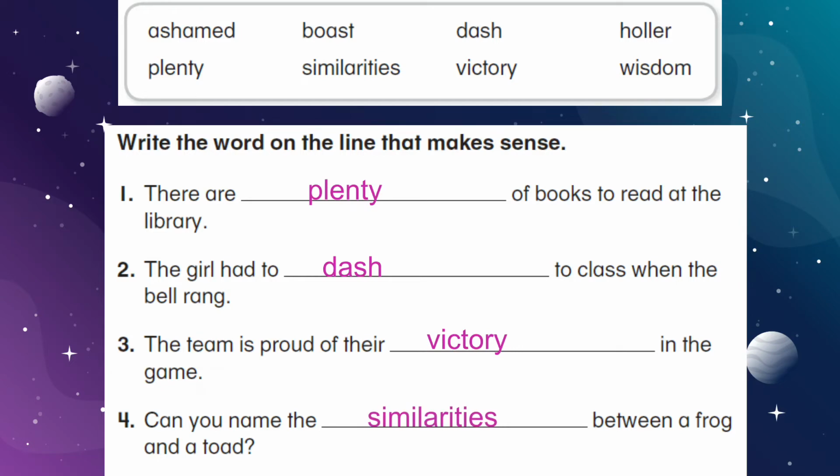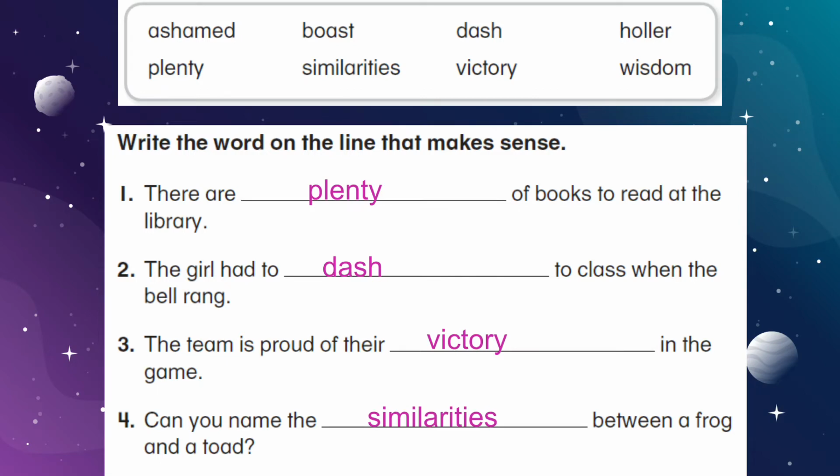All right, now moving on to the exercise. Write the word on the line that makes sense. 1. There are blank of books to read at the library. There are dash of books, ashamed of books, or plenty of books. It's plenty.